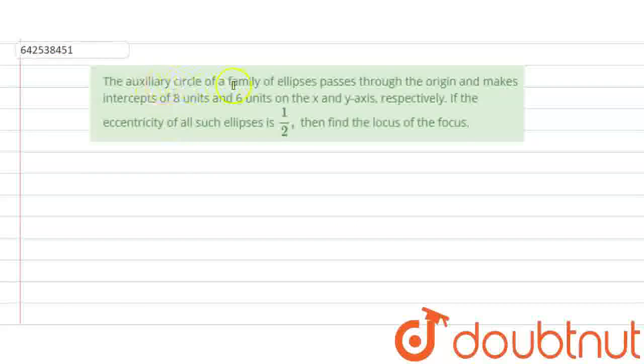Hello everyone, the auxiliary circle of a family of ellipses passes through the origin and makes intercepts of 8 units and 6 units on the x and y axis respectively. If the eccentricity of all such ellipses is 1/2, then find the locus of the focus. So let us draw the diagram first to understand the problem clearly.